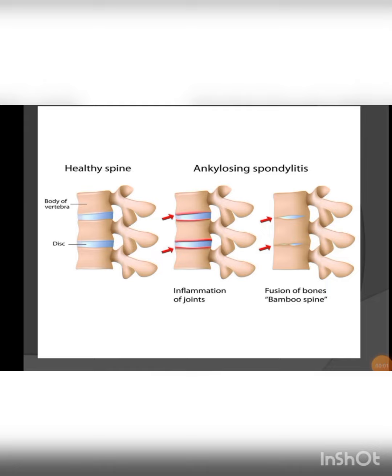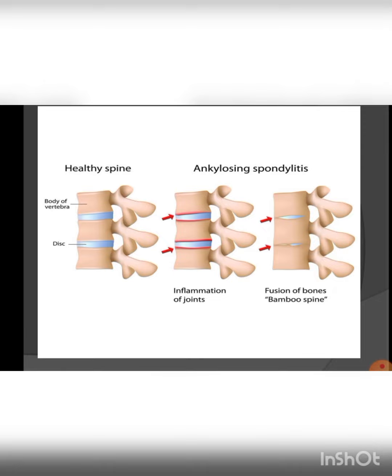In a healthy individual, this is a healthy spine, and in the healthy spine there are the bodies of the vertebrae and the discs. Between the two vertebral bodies there is an intervertebral disc, which plays an important role in providing a cushion between the two vertebrae and preventing friction between them. So it is very helpful in the movement of the spine, so we can flex or extend our spine. And there is another joint, the facet joint, which helps us in the mobility of the spine.